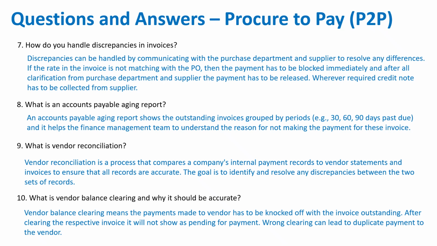That means whenever you're making payment, ensure that the payment entry and the invoice are cleared. The same invoice should not be shown as outstanding going forward because you are making the payment. Now, if you do a wrong clearing, that means instead of clearing with X invoice, you cleared with Y invoice, then X invoice will be shown as pending, which is wrong. So you have to ensure that the clearing happens properly.